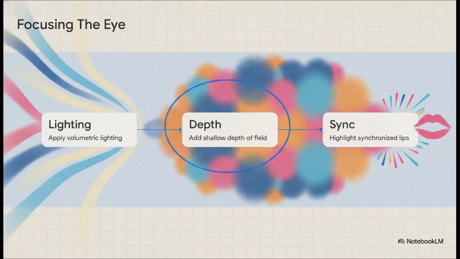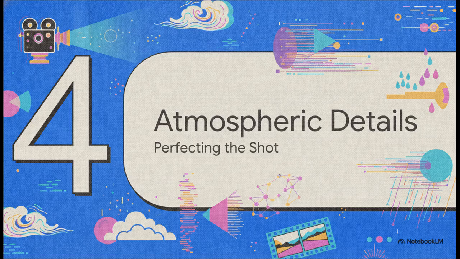Let's look at how this builds a cohesive visual strategy for focusing the viewer's eye. First, you apply your volumetric lighting to set that initial mood. Second, you add that shallow depth of field. Now, because the background is beautifully blurred out, the viewer's eye literally has nowhere else to go. It directly forces the audience's attention onto step 3, highlighting those synchronized lips. See what we did there? You're using the environment to serve the technology. You're making sure absolutely nothing distracts from those newly realistic, synced facial movements we worked so hard to generate in the first place. Which brings us to our fourth and final pillar, perfecting atmospheric details.